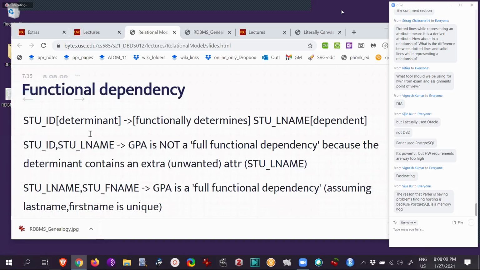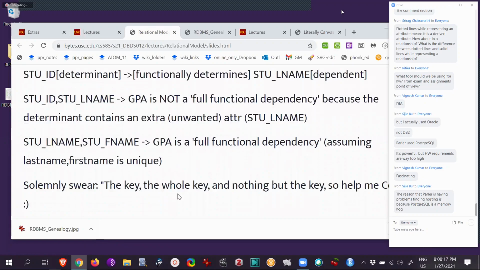It just means everything is dependent on a key. It's just the key that decides, which determines everybody else, because they're non-keys. So the key, the whole key, and nothing but the key, so help me God.